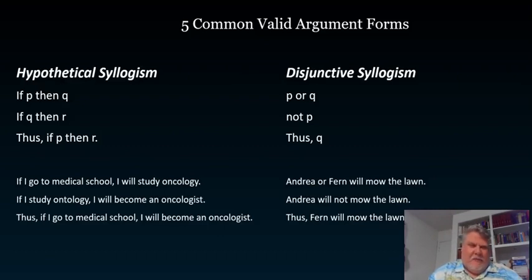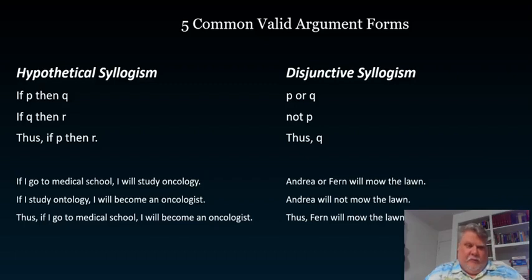Let's talk briefly about hypothetical syllogism and disjunctive syllogism. A hypothetical syllogism: If P, then Q. If Q, then R. Thus, if P, then R. This one might seem at first glance a little more complicated than the first two, but this is the only one of your five common valid argument types that are all going to be if-then statements. That is, they're all conditional or hypothetical statements.